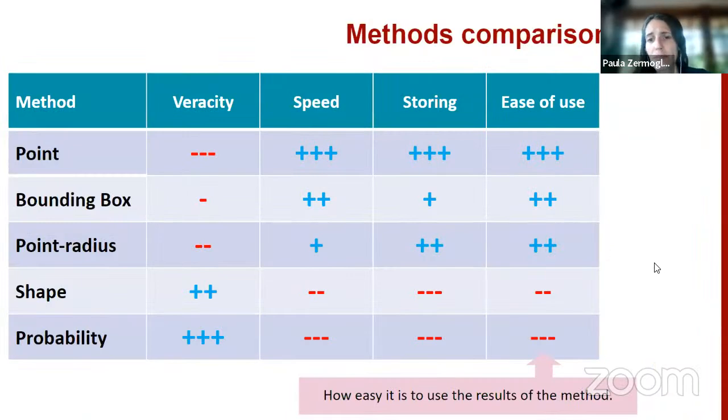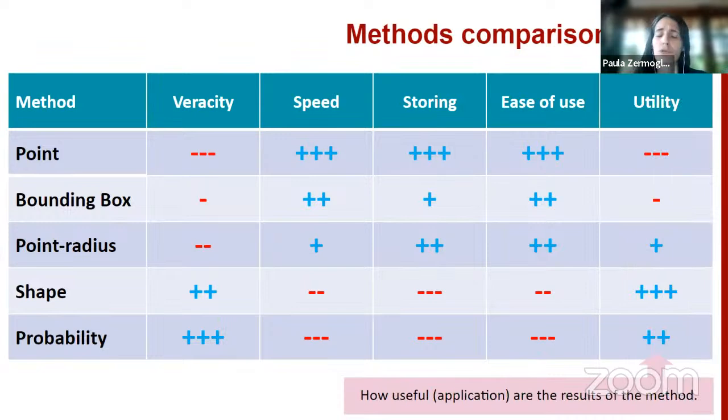The next point for comparison is the ease of use, which is how easy it is for us, once we have the results, to actually use them. So the point method, the bounding box, and the point radius are pretty much easy to use. The shape and the probability ones are more difficult to use because we usually need specialized software to be able to plot these georeferences and to use them after the fact.